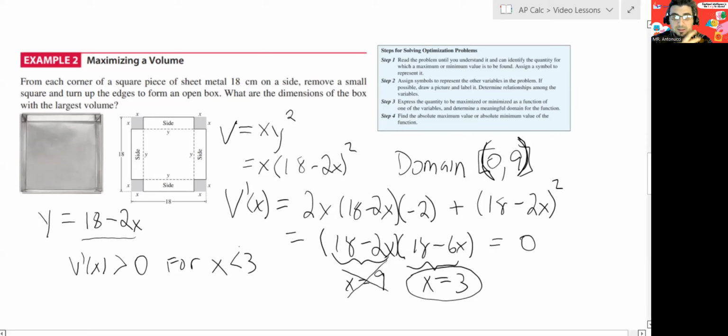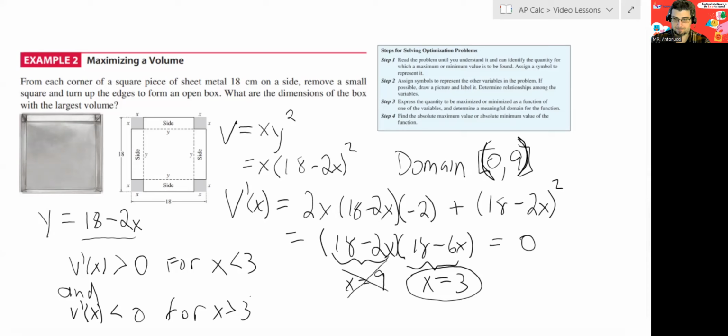If you plug, let's say you plugged in 1, then you would have (18 minus 2) times (18 minus 6), which is going to be a positive number. And v prime of x is less than 0 for x greater than 3. If you plug a number bigger than 3 in, you're going to have a negative times a positive, which is a negative. So since the first derivative changes from positive to negative at x equals 3, you have a relative max there. And then we evaluate the original function at 3, and you would get 432.